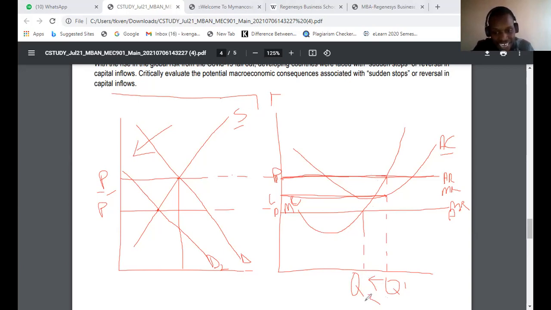Now let's check again. At Q2, what is the cost? So we go up until we go to AC. You can see AC is up over there. So we go again to the cost, and you see the cost has not changed. The cost is still the same, but the price is now under the cost. Do you see that? The price is now under the cost, which means that they are going to make this loss over here.